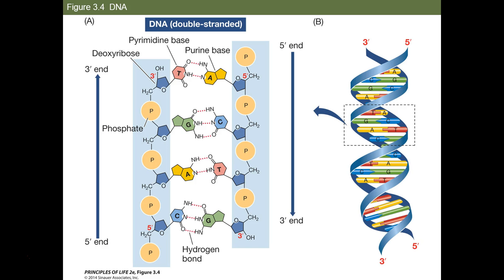Here's the structure of DNA. You have a 3' end on one side, as you can see in the top right here, and opposite that side you have a 5' end on the other strand. This makes the strands antiparallel.